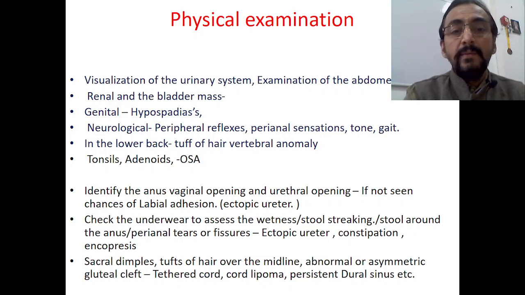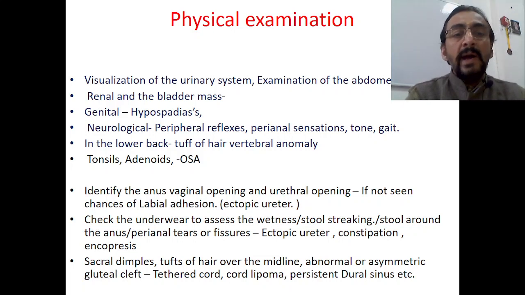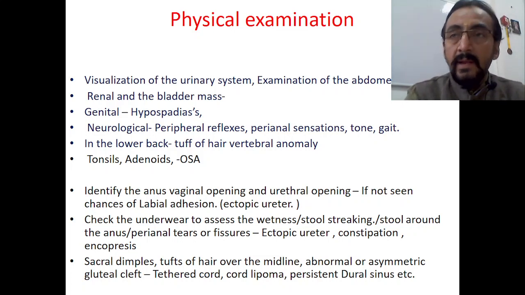In the lower back, we have to see the tuft of the hair and some other vertebral anomalies, because we know that meningocele, meningomyelocele, etc. These conditions are commonly associated with the incontinence of the urine, so that has to be seen. Then we have to look into the tonsils, adenoids, because obstructive sleep apnea is one of the most common causes of nocturnal enuresis.